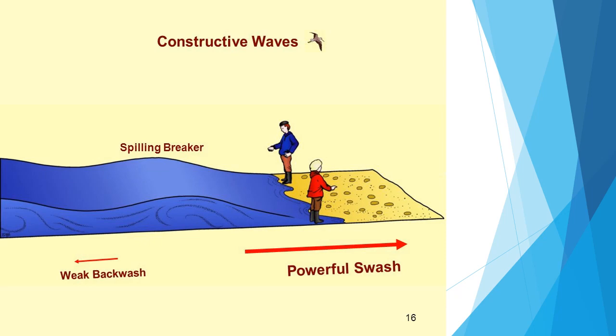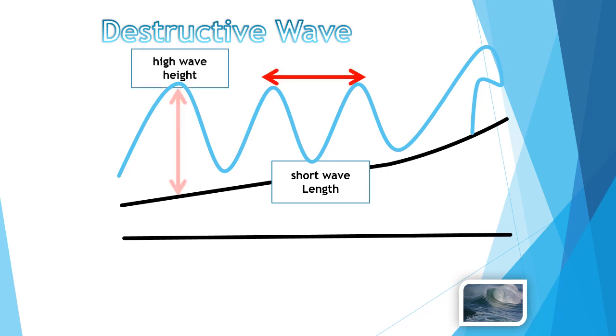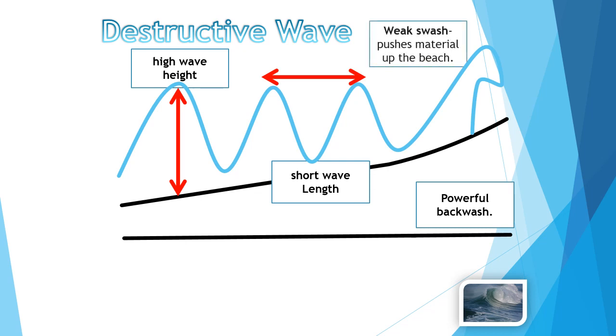If we've got constructive waves, then it stands to reason that we've got destructive waves too. Destructive waves have a much shorter wavelength. These are often caused when the winds are stronger. Their wave height is much higher, and they tend to have quite a weak swash and a very powerful backwash. These waves break and collapse down onto the beach, removing material from the beach and pulling it back out to sea.